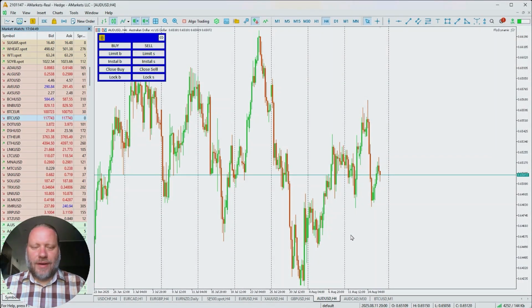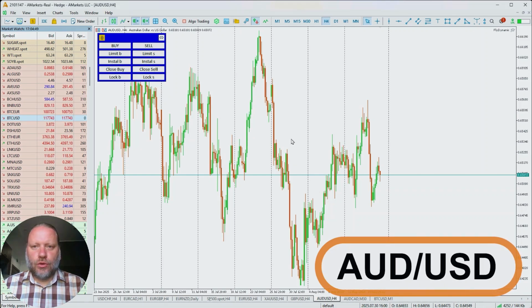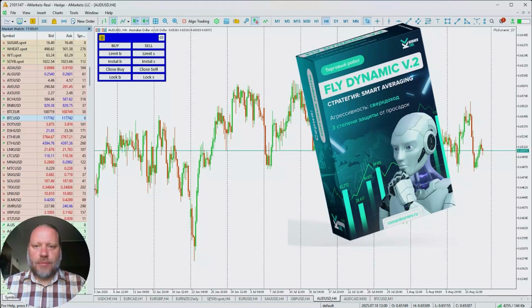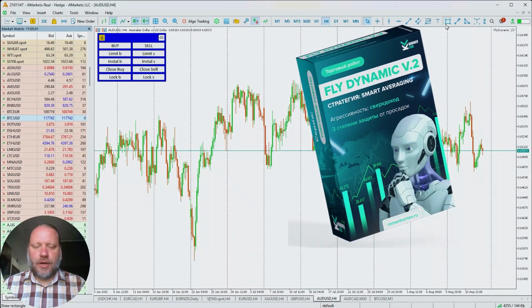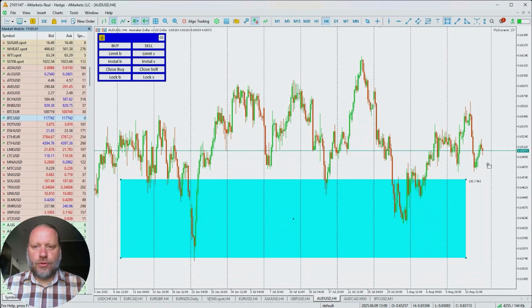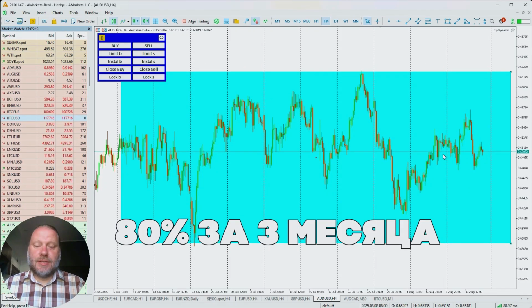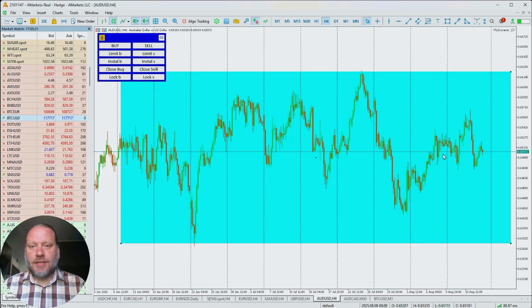Now let's look at the Australian dollar to US dollar pair. My trading robot, Fly Dynamic, trades on it. The pair is still trading such a nice sideways trend. Let me draw it. Its profitability at the moment is about 80% over the last 3-month period with a 15% drawdown.